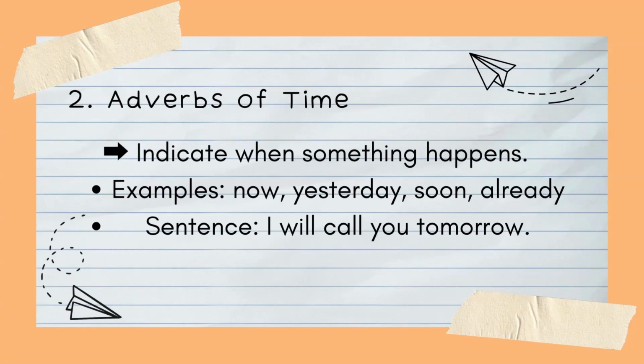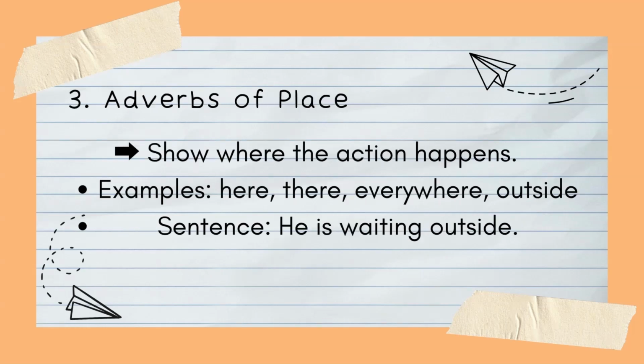2. Adverbs of time indicate when something happens. Examples: now, yesterday, soon, already. Sentence: I will call you tomorrow. 3. Adverbs of place show where the action happens. Examples: here, there, everywhere, outside. Sentence: He is waiting outside.